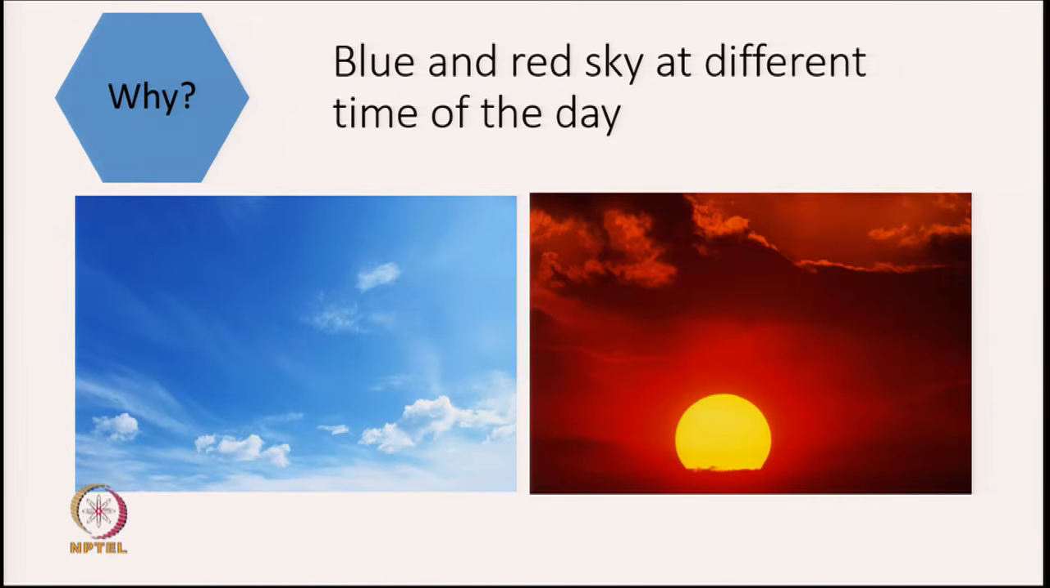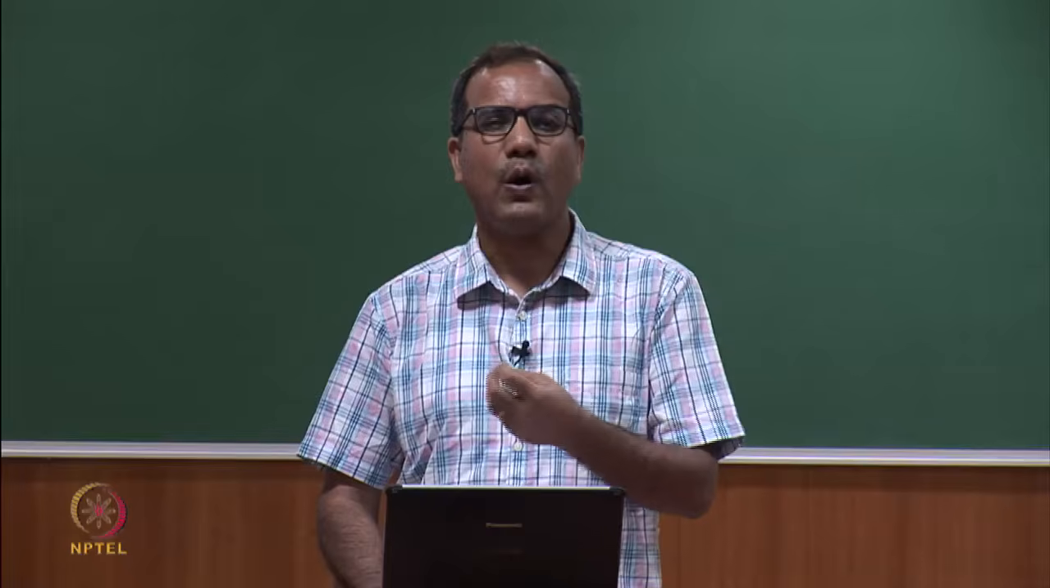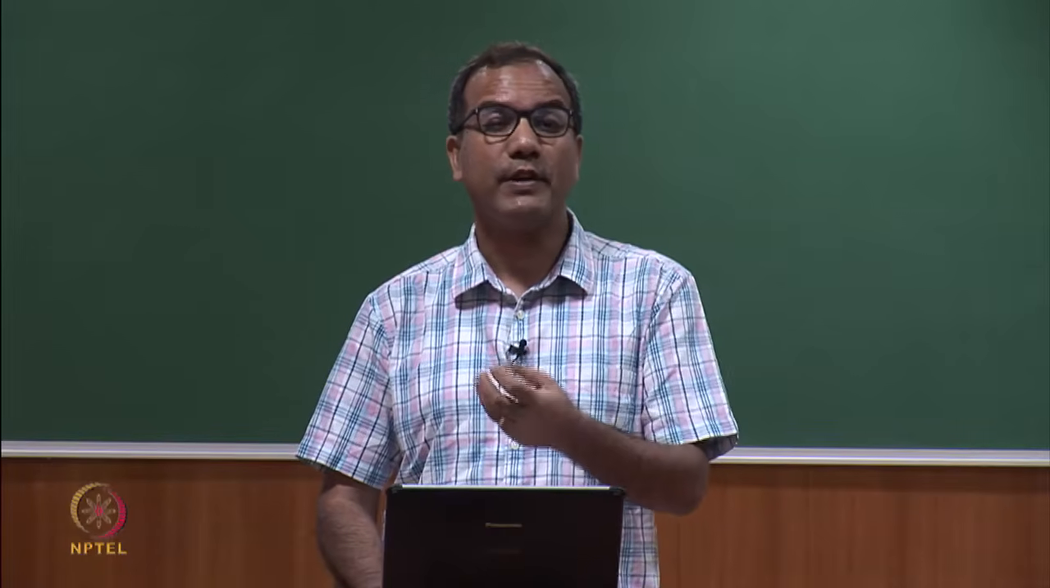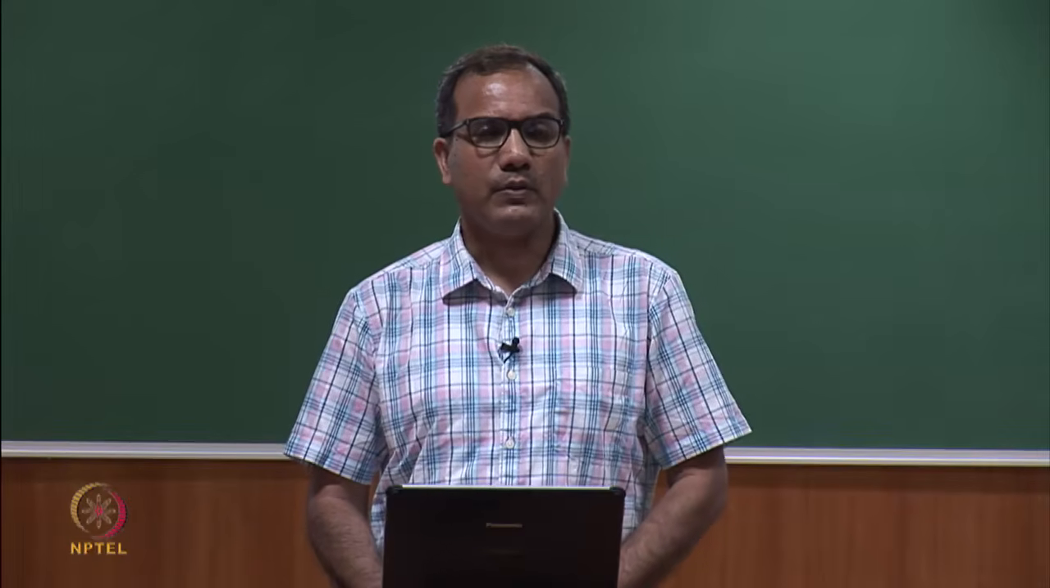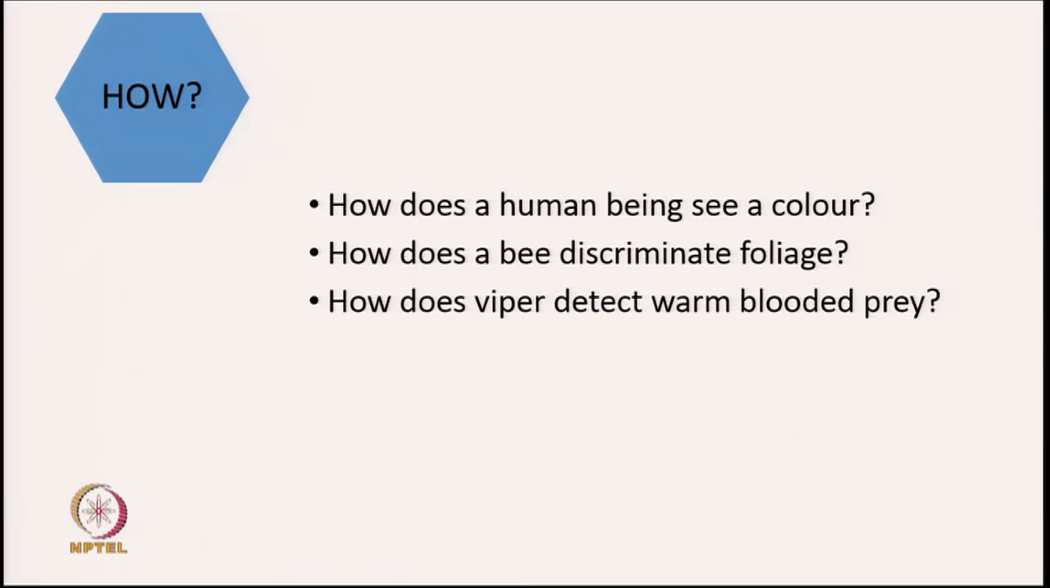If you look at the sky during different times of the day, for example, during the daytime the sky will look blue, while when the sun is setting the sky will look red. So, we will discuss why the sky looks blue or red during different parts of the day. So this is about the why part. Now, let us come to the next question, how.